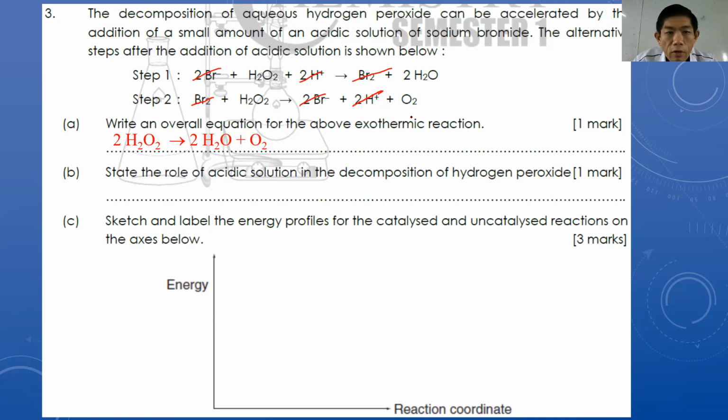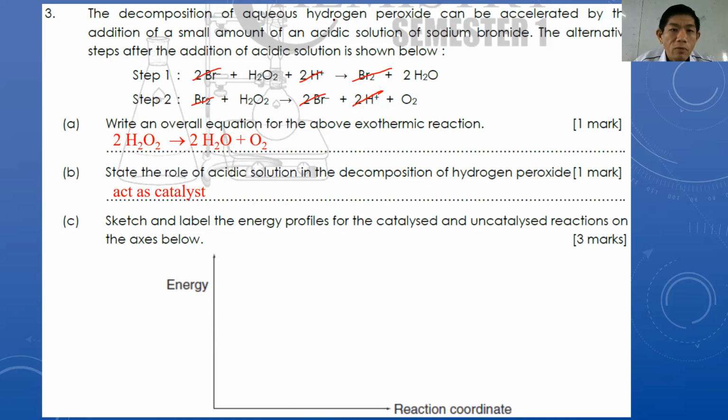So B, state the role of acidic solution for the decomposition of hydrogen peroxide. Since acidic solution is added in the beginning, but at the end it doesn't form as a product here, therefore H plus here acts as a catalyst. C, sketch and label energy profile for the catalyzed and uncatalyzed reaction.